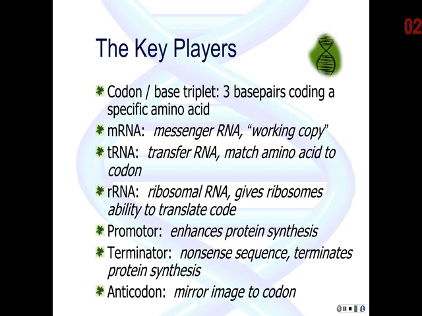The anticodon is the mirror image to the codon. This will be found on the end of the tRNA.